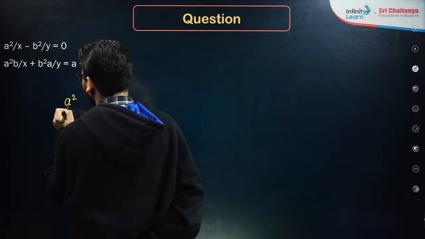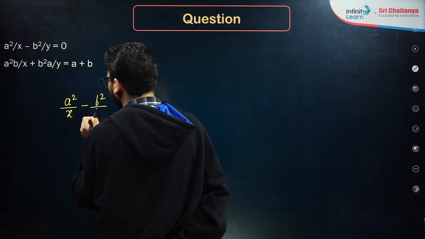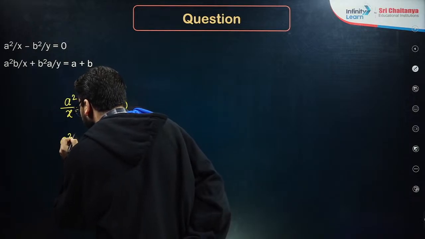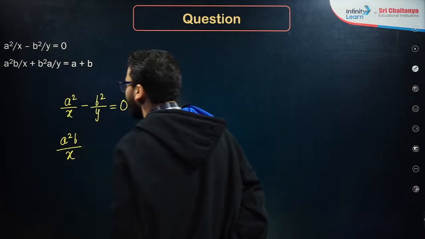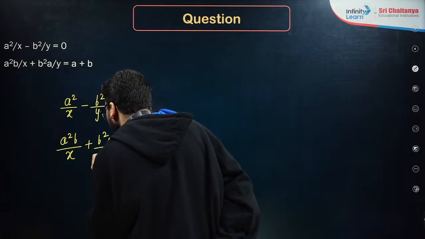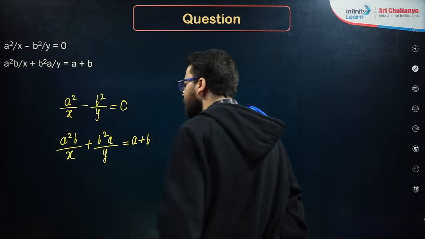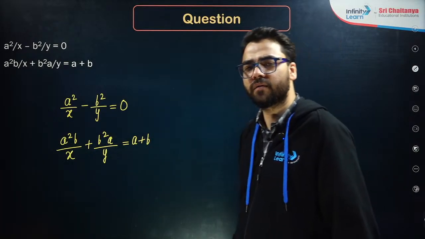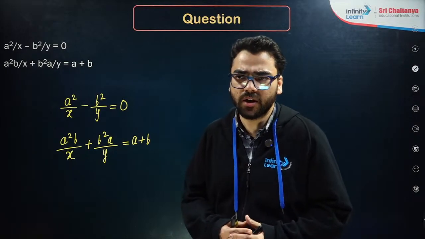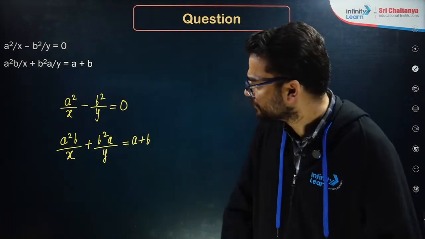So you see, this is a square x minus b square y, that is equal to 0, and then you have got a square b upon x plus b square a upon y, and that is equal to a plus b. So you have to solve this pair of equations over here. You have to find the value of x and y, right? Now it is not specifically mentioned in the question that we have to use either substitution or elimination. It is all up to you.